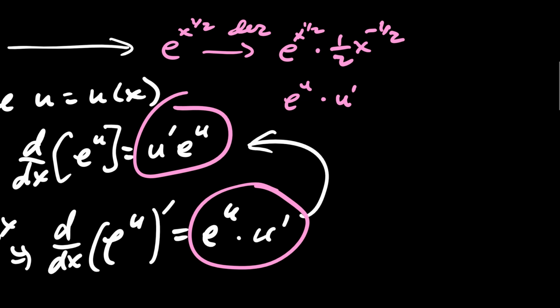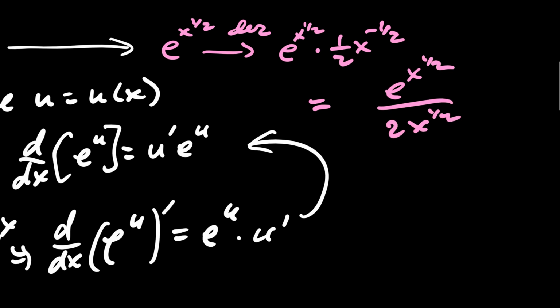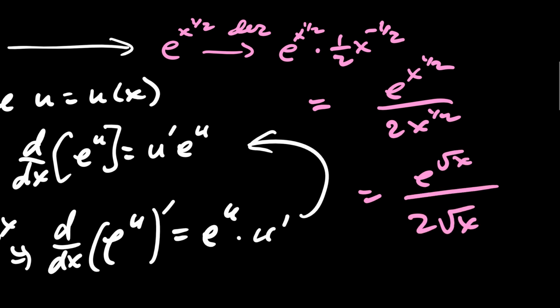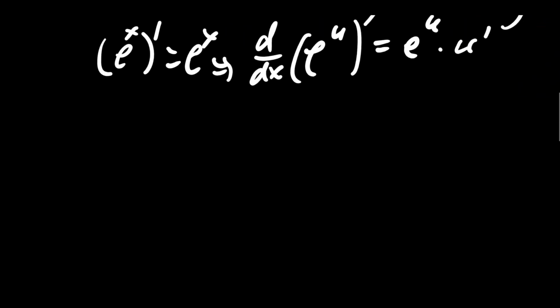All right, so now we would go ahead and simplify this out as e to the x to the 1/2 power over 2x to the 1/2 power. So that would be e to the square root of x over 2 square root of x. There's your answer.